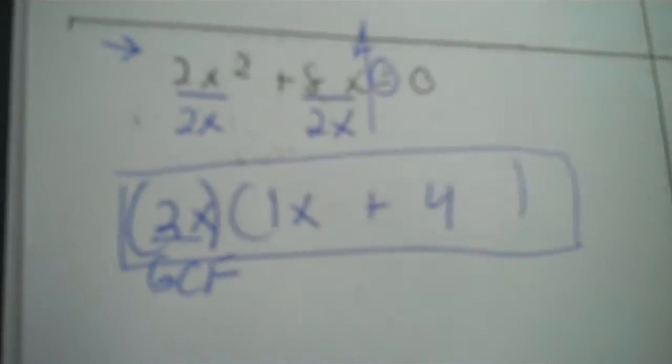So 2 divided by 2 is 1, x to the second divided by x, that's x. 8 divided by 2 is 4, so it's positive 4. Then x divided by x cancels. So now you F1, F2 and solve. So you got 2x, you got 1x plus 4 equals 0. F1, F2. So 2x could equal 0, or the 1x plus 4 could equal 0.